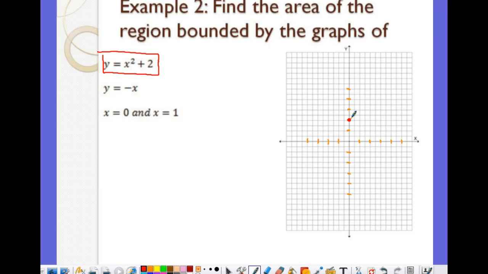So that means instead of having the point (1, 1), I'm going to have the point (1, 3), and (-1, 3) as well. And again, instead of having the point (2, 4), I'll have the point (2, 6).